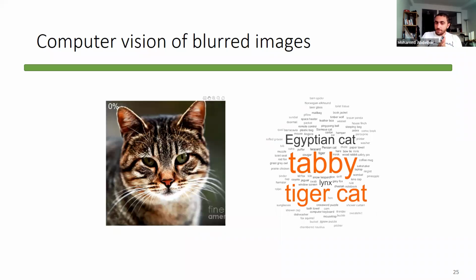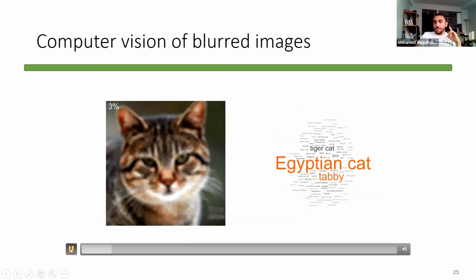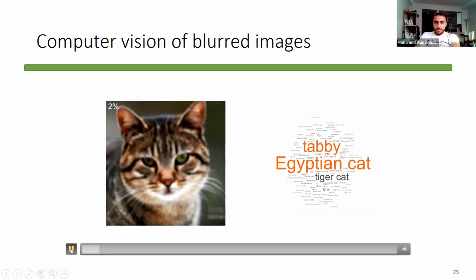So how does the computer actually do that? Here, this word cloud shows that the bigger the size of the word, the higher the classification probability of that network. And you remember we said there are 1,000 image choices or possibilities. You can see here tabby, tiger cat, Egyptian cat have the biggest classification probabilities. So the neural network is doing really fine. But let's see what happens if we start blurring the image. And you'll see that quite quickly it actually, let's see, go again.